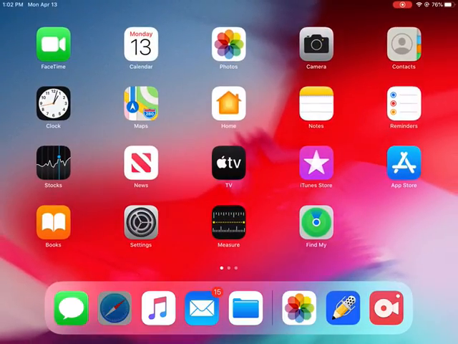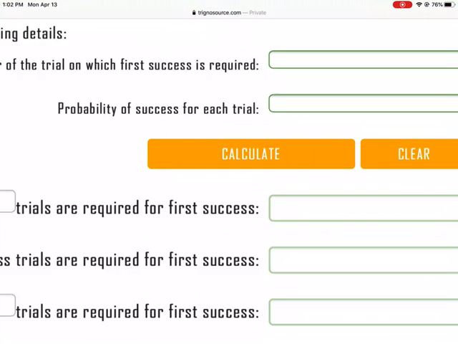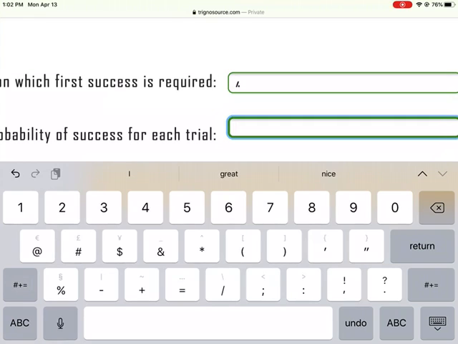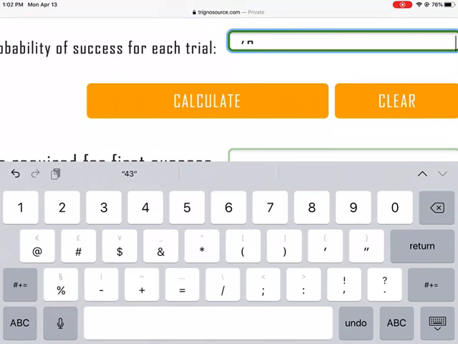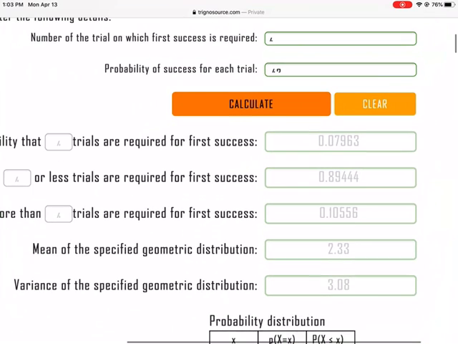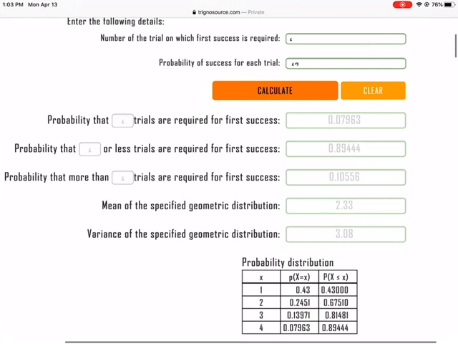Now our online calculator. Here is our online calculator. It's not going to come up very clearly here, so this is going to be 4, and I know that doesn't look like 4. Just kind of trust me, 0.43. I'm going to scroll down to calculate, and we get 0.07963.